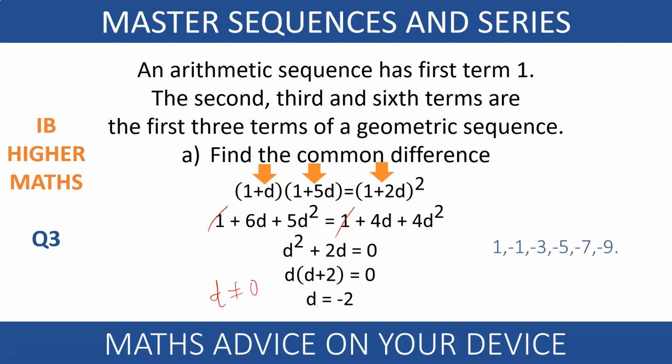You can check that your answer is correct. So the sequence with difference negative 2 that starts with 1 goes 1, negative 1, negative 3, negative 5, negative 7, negative 9. The second, the third, and the sixth, negative 1, negative 3, negative 9, form a geometric sequence with common ratio 3.